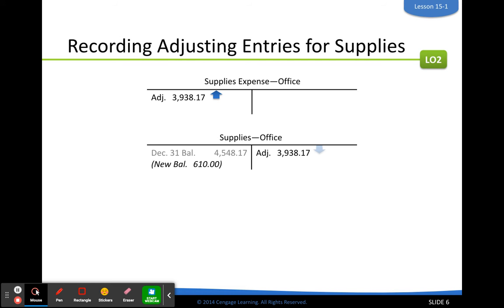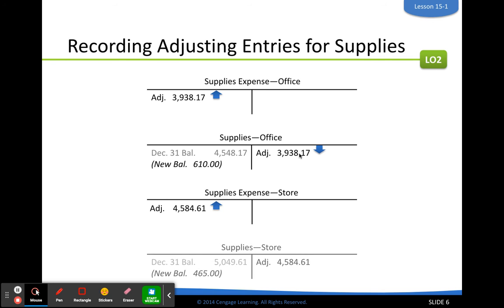So the adjusting entry for supplies. Our supplies on hand, at the beginning of the year, we must have bought some supplies, and it showed we had $4,548.17 worth of supplies. In reality, we counted up the amount of supplies that we had on hand, and we only had $610 left of supplies. So we needed to make an adjustment for $3,938.17. We always debit our expense, and then we need to decrease supplies with a credit.